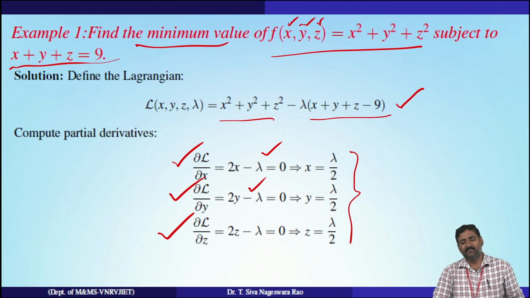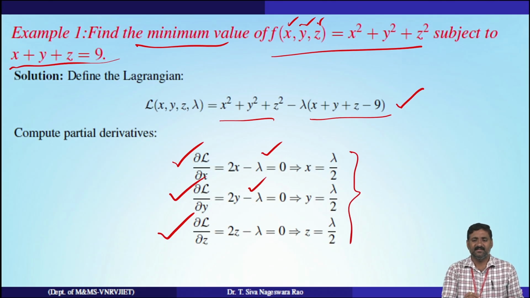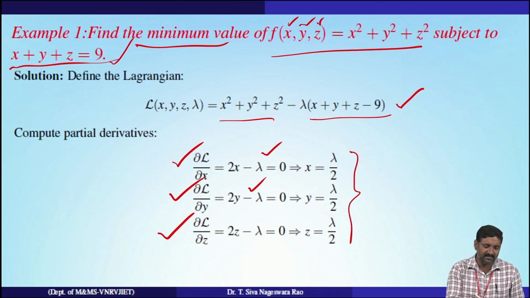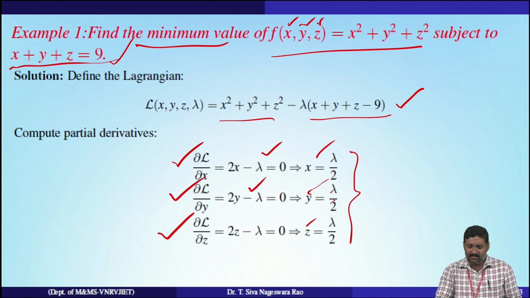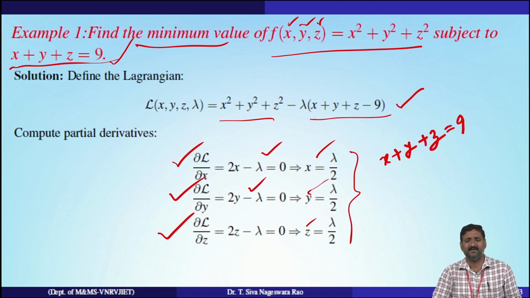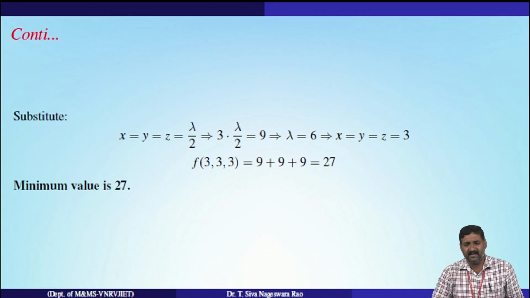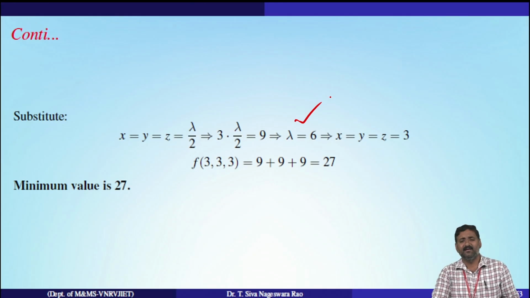Previously, as I said, we will solve these partial derivatives with the help of g of x comma y. Anyway, we have x, y, z values. We will substitute these x, y, z values into x plus y plus z is equal to 9. By substituting, you will get lambda is equal to 6. If you know lambda, then we know very well x is equal to lambda by 2, y is equal to lambda by 2, z is equal to lambda by 2.